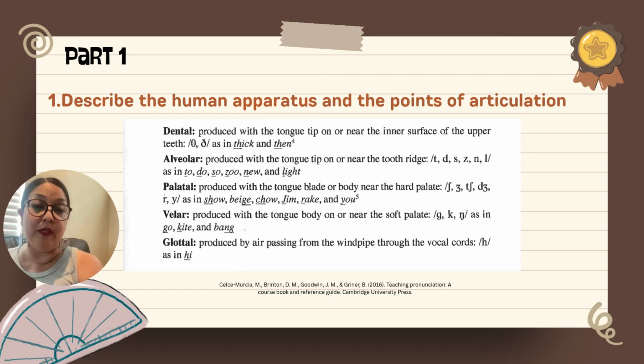Next, I will describe the points of articulation, which is where the sounds are produced. We have the dental, which is produced when the tongue is on the tip or the inner surface of the upper teeth. We have alveolar, which is when your tongue is at or near your tooth ridge. Palatal, which is produced with the tongue blade or body near the hard palate. Velar sounds are produced near the soft palate, and glottal is produced by air passing from the windpipe through the vocal cords. And again, I really like this visual that I took from Celce-Murcia et al., 2016.